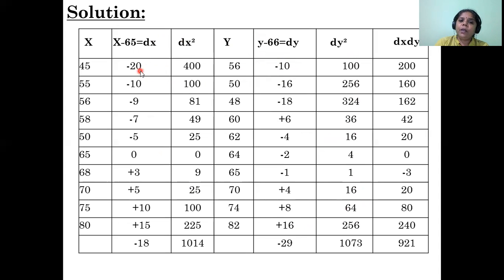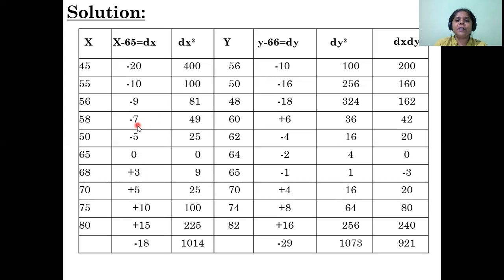See here, 20 into 10. In the previous session, as I told you, if minus is there and here also minus is there, it will become plus. So here minus 20 into minus 10 will become plus 200. So 10 into 16 is 160. Okay, see here, 10 into 16, 160. Here also minus sign is there, here also minus sign is there, it will become plus 160. So minus 9 into minus 18, 162.